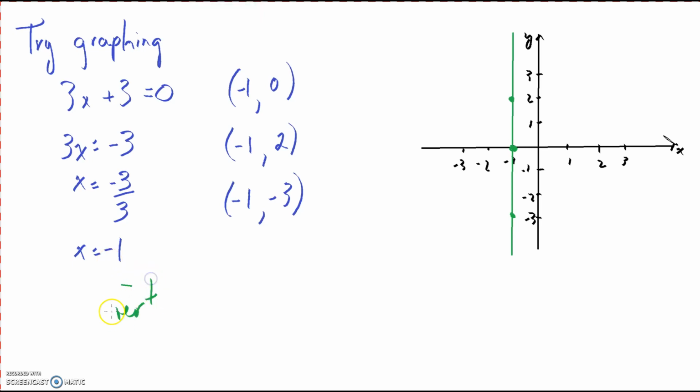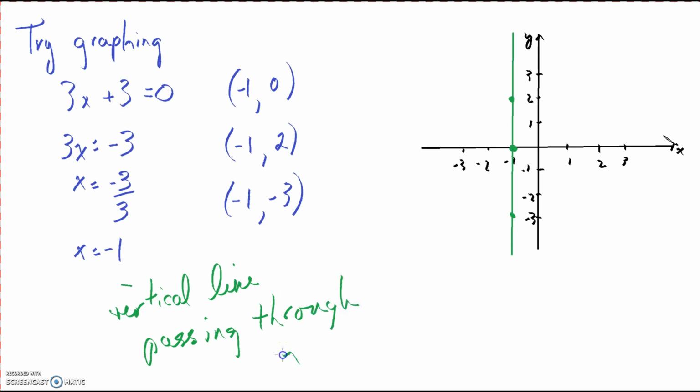Vertical line passing through x equals negative 1. Okay, and this pattern will happen every time we try to solve a linear equation with x as the only unknown.